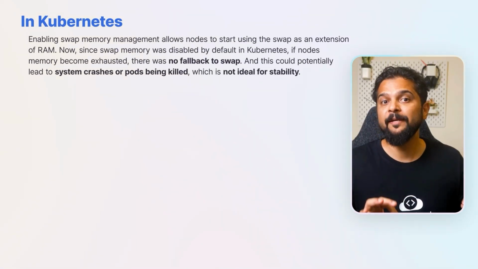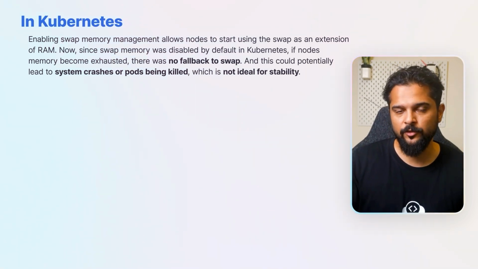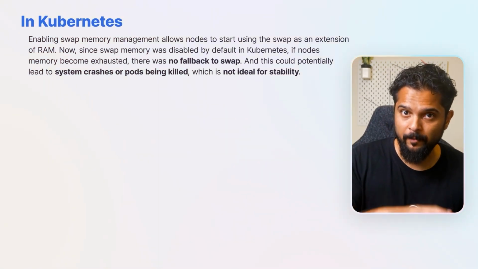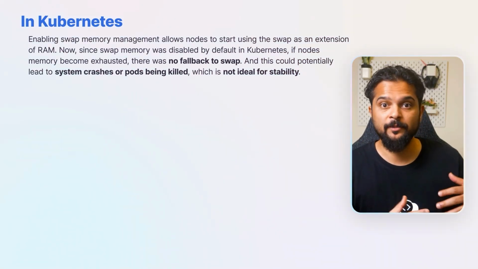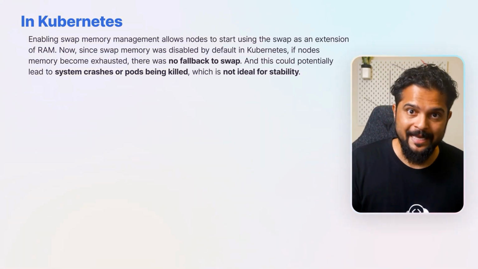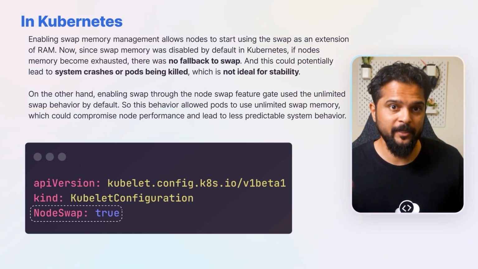But what does that have to do with Kubernetes? So in the context of Kubernetes, enabling swap memory management allows nodes to start using the swap as an extension of RAM. Now, since swap memory was disabled by default in Kubernetes, if nodes' memory became exhausted, there was no fallback to swap. And this could potentially lead to system crashes or pods being killed, which is not ideal for stability.